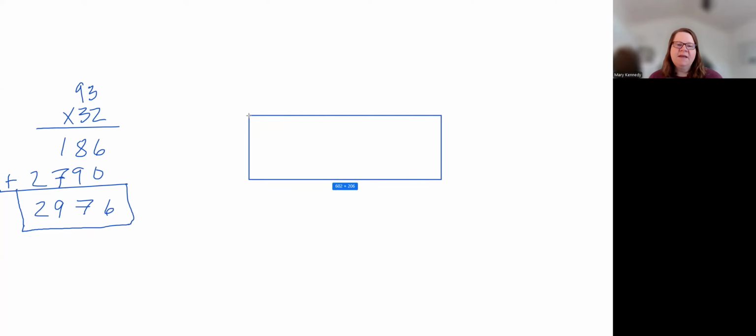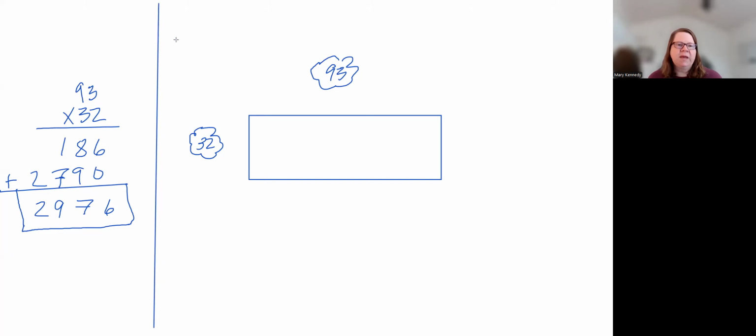So this is roughly 3 times longer than it is tall, right? And 90 is about 3 times bigger than 30, right? 30 times 3 is 90. So generally this rectangle is going to represent 93 by 32. So 93 up here, 32 over here. And we're going to take a look at thinking of this more in terms of area than just multiplication.